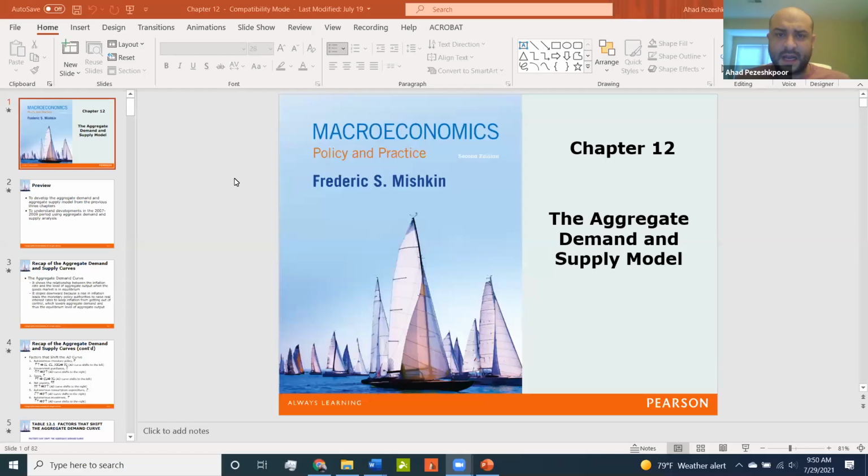In the last week, we covered chapters 9, 10, and 11, which were about aggregate supply and aggregate demand curves. How do we construct these curves? What do they represent? And now we're about to talk about the equilibrium. When supply meets demand in a market, we call that equilibrium.